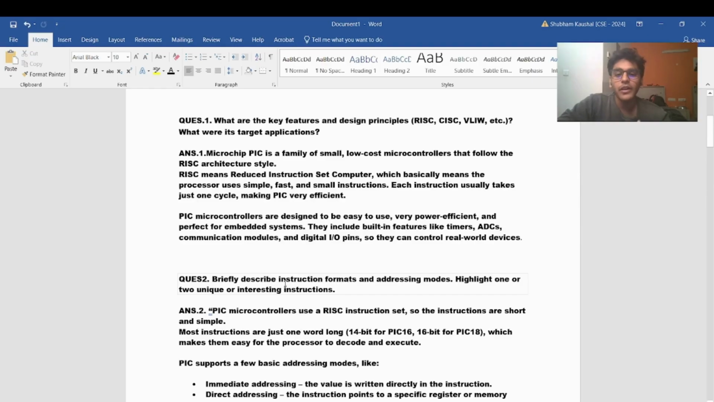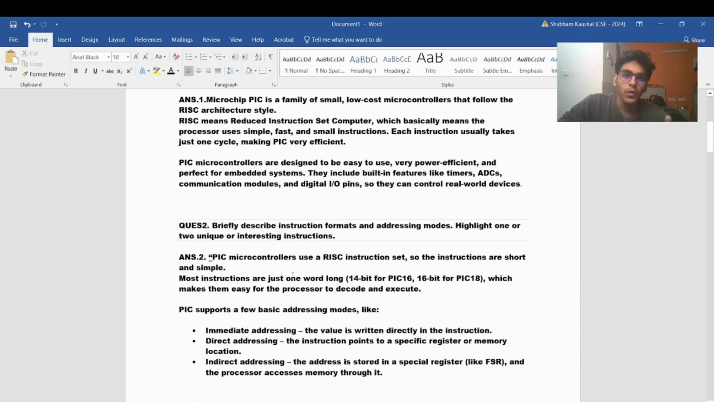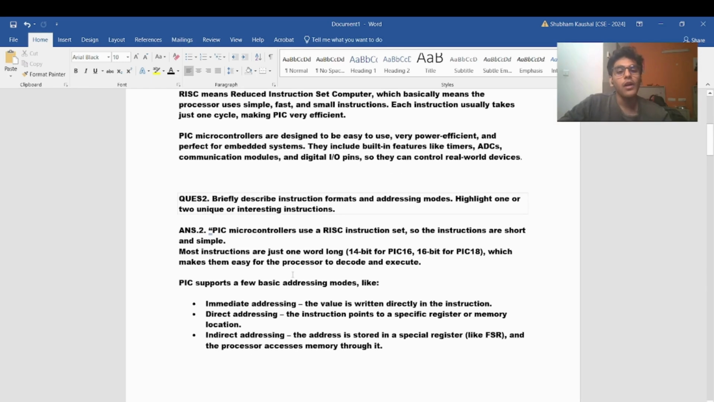So the PIC controller uses a RISC instruction set that we have already talked about. So this means that the instructions are short and simple, and they only occupy like a one word length. So they are much quicker, much faster to process and decode. Now we will be talking about the basic addressing modes that are supported by the PIC. They are immediate, direct, and indirect addressing modes.